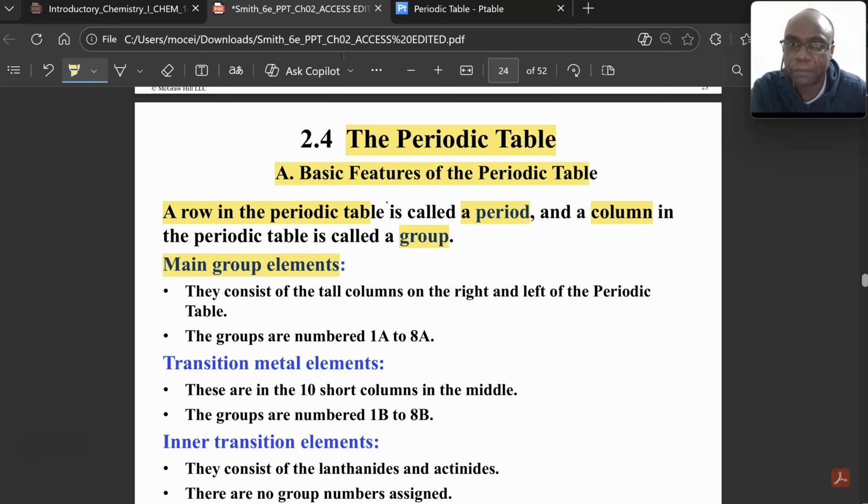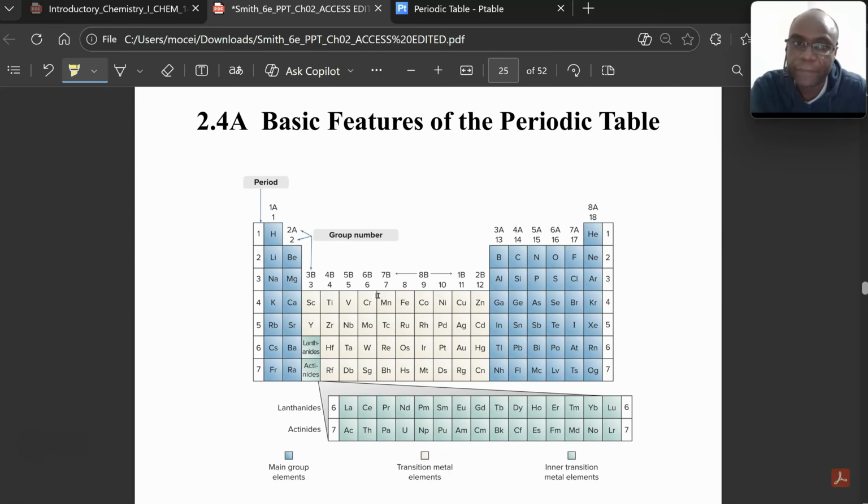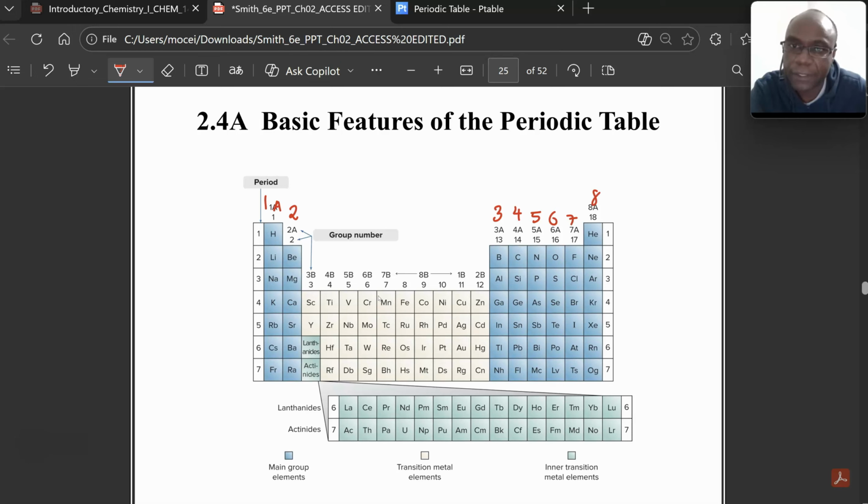The main group elements consist of the tall columns on the right and left of the periodic table. So we are saying that the main group elements are these tall ones, the blue ones. Those are the main group elements. And so we can just count, skipping: 1, 2, third group, fourth group, fifth, sixth, seventh, 8. And that's why they are called A. Those are main group elements with A.